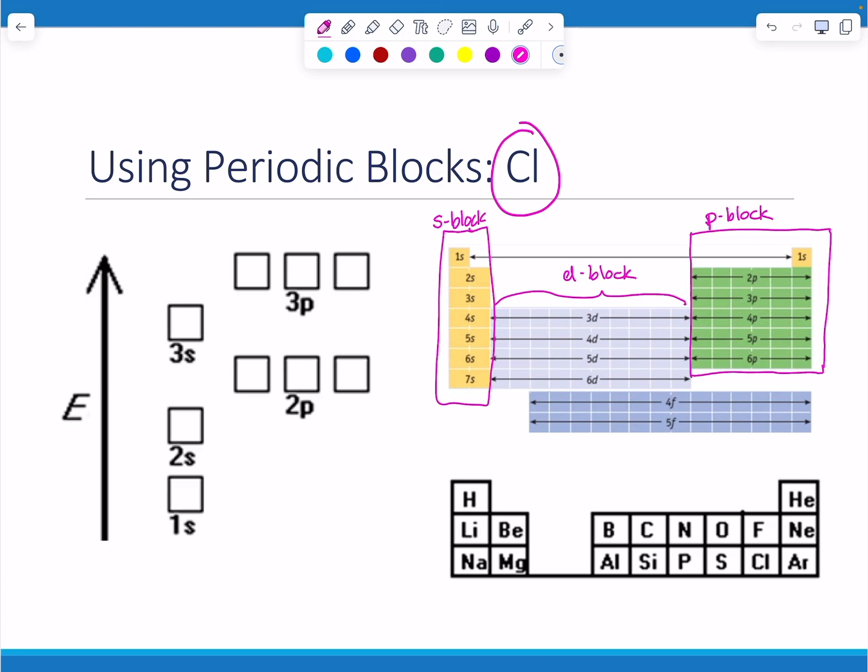So we're going to work with S and P blocks right now, and then we will talk about how to write electron configurations for D block elements, the actinides, and the lanthanides, those ones that are down at the bottom. Those are what we call the F block elements.